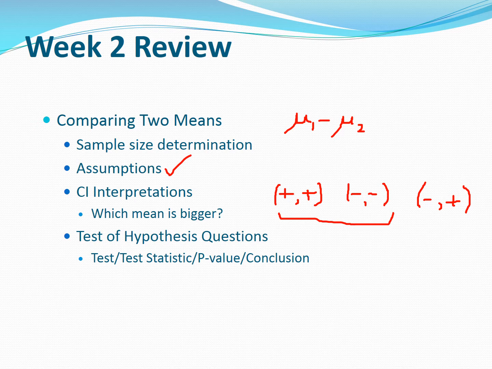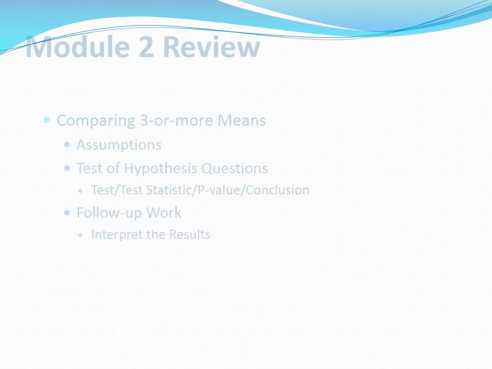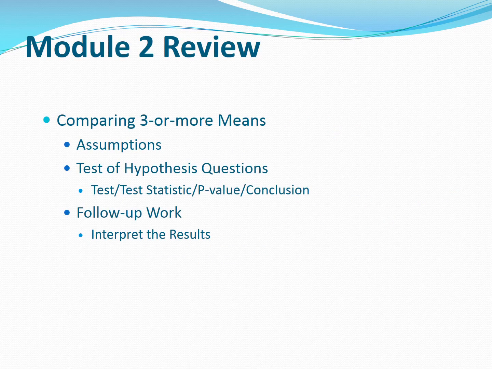And then our test hypothesis technique. You need to be able to do the 4 steps: the test statistic, the p-value, the conclusion. That was working with two means, trying to figure out what's the relationship between those two means. Our next analysis was comparing 3 or more means. The assumptions looked a little bit different.